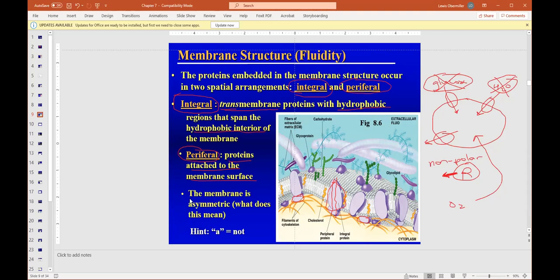All right. The membrane is asymmetric, which means A means not. So you can see that the outside of the membrane, remember this is the extracellular matrix, is very different than the inside of the membrane, which is the cytoplasm.